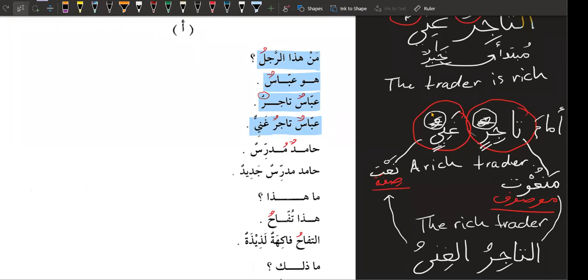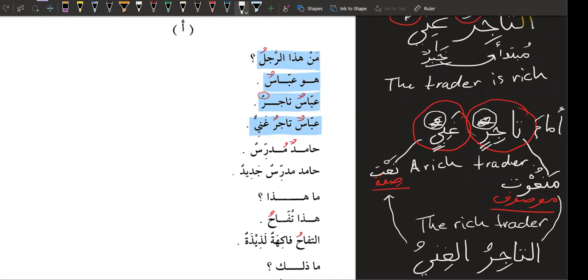So it's important to know the difference between the top one, التاجر غني, the trader is rich, and تاجر غني, a rich trader, and then التاجر الغني. As we do the sentences, it becomes clear. It's just by practice and a lot of reading, then the meanings, you'll just get used to it. You need to think about what the meanings are after a while.